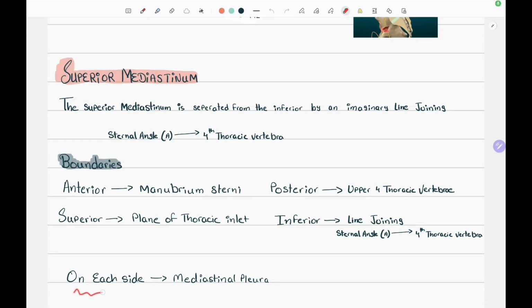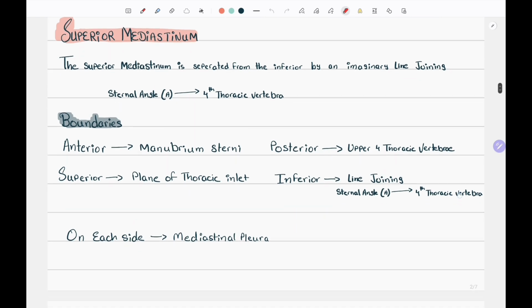On each side I have the mediastinal pleura. So what is a pleura? By way of review, the pleura is a thin layer of tissue that covers the lungs and lines the chest cavity. I'll show you this pleura in a few slides.